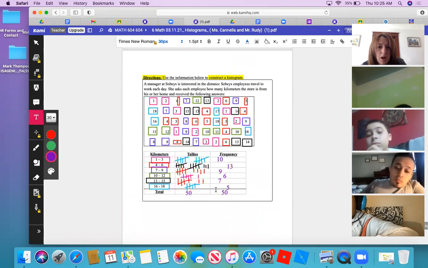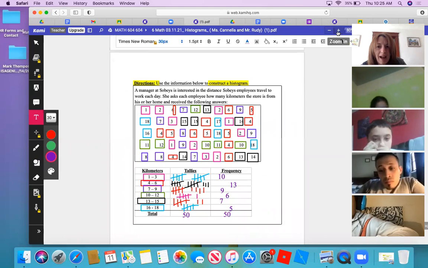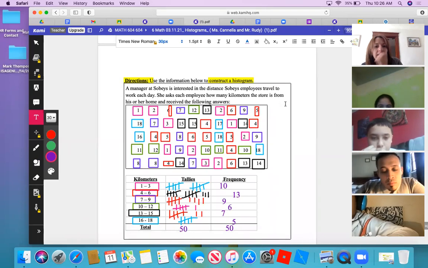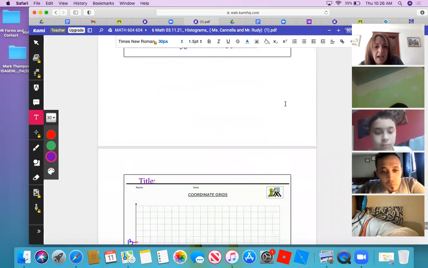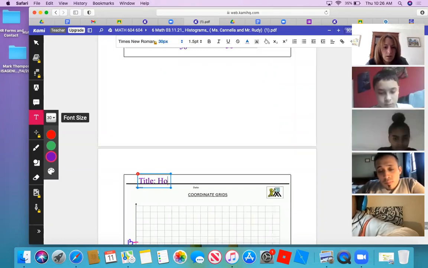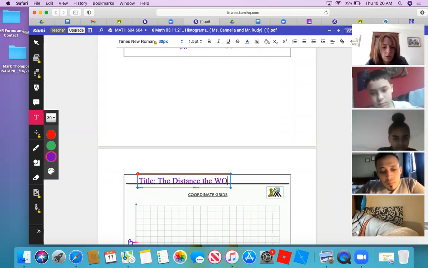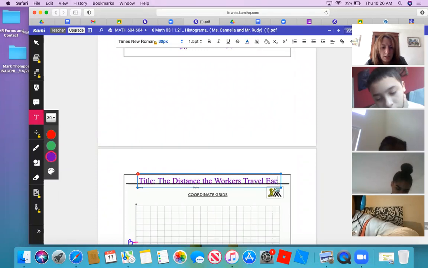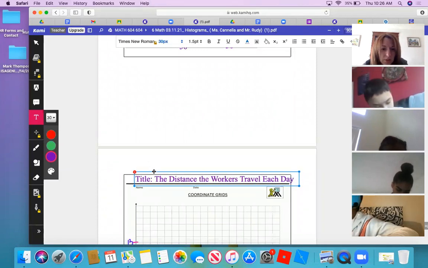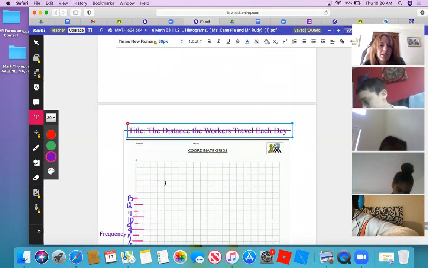Now, looking at this problem, what should we title the graph? Because every graph has a title. It says the distance the employees travel to work each day. So what should we call it? Who wants to give it a shot? The distance the workers what? Drive each day. Drive each day or travel? Thank you, Ramesses. Travel each day. Something like that might be your title. Every graph has a title, right?